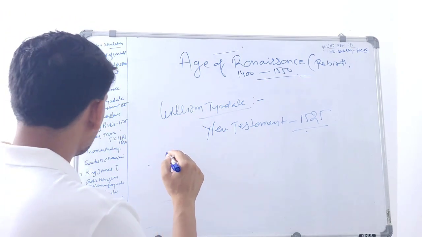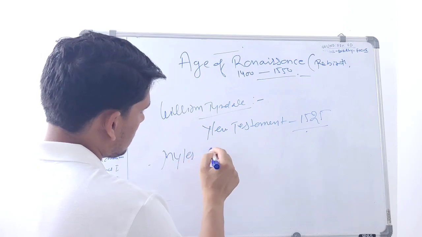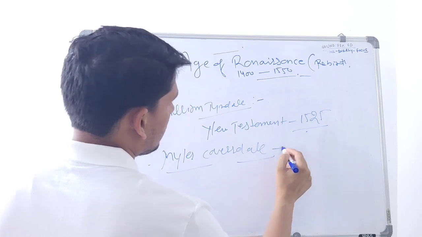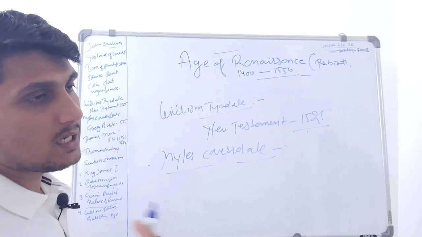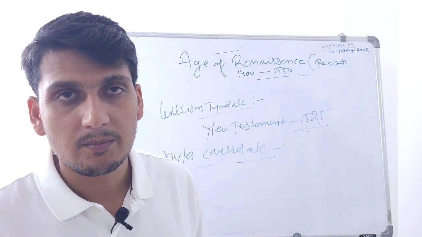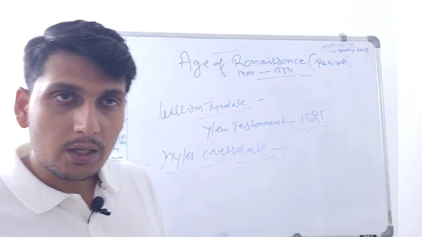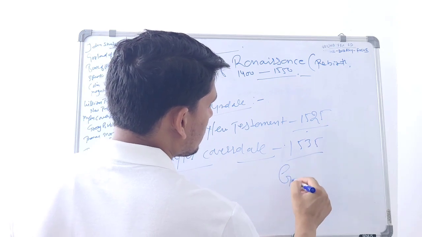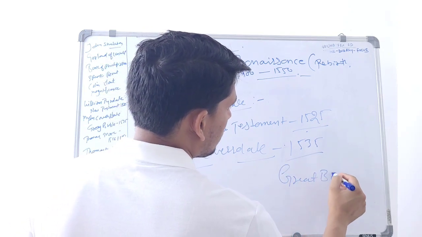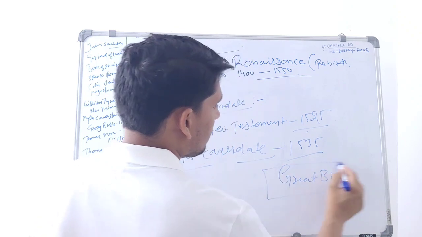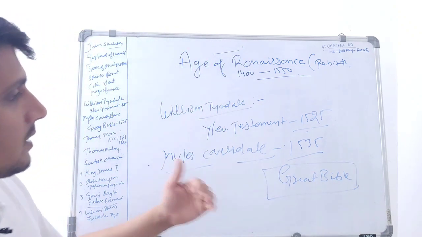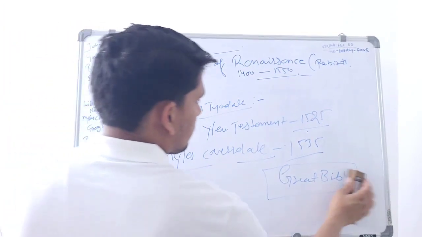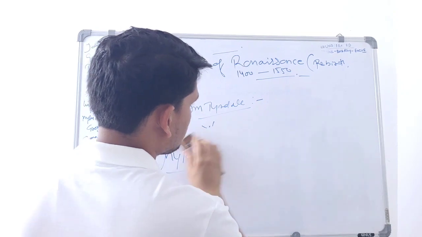Another one we have is Miles Coverdale. For the first time, he translated a complete Bible that was printed in English, in 1535. It is also called the Great Bible. What is it called? It is called the Great Bible as well, and it was published in 1535. Okay, this is what you have to know about the Bible.